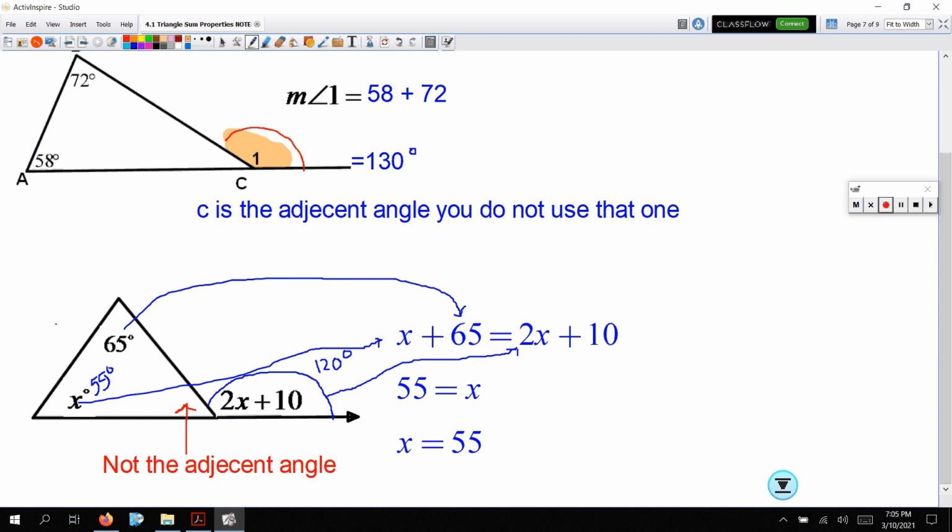All right, that's your fun facts. Interior sum, always 180. Exterior angle theorem says you take the two non-adjacent angles, add them together, and set it equal to that. And you will be good to go.